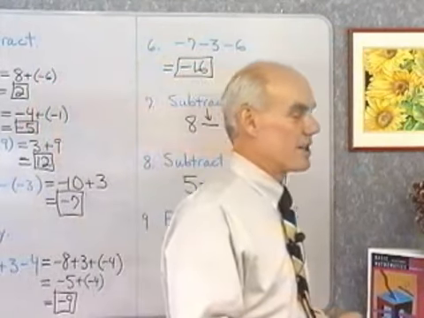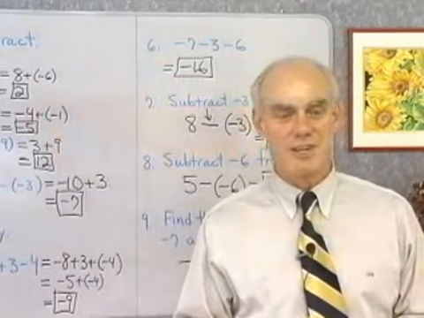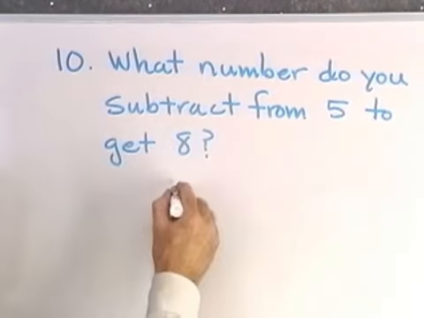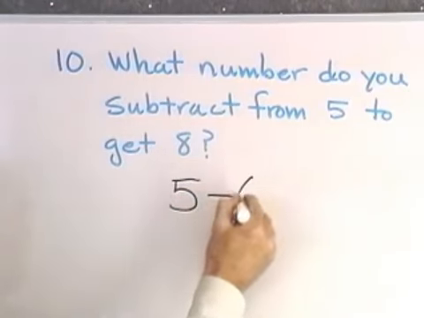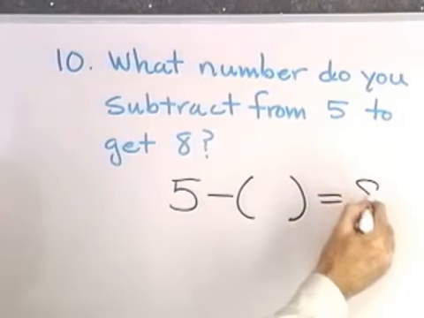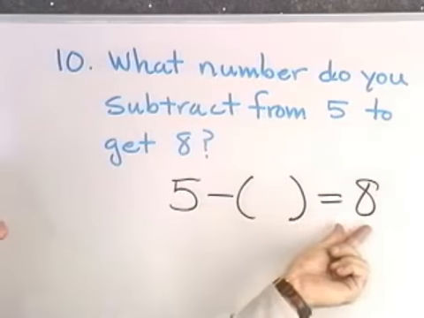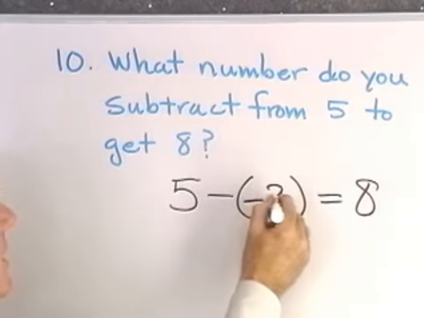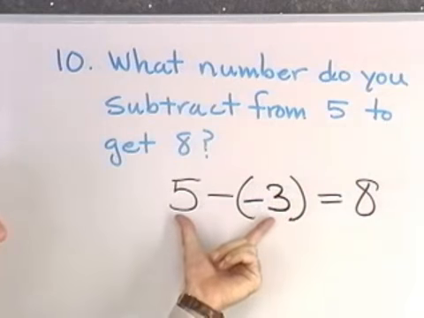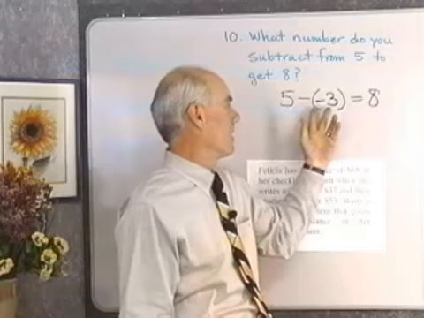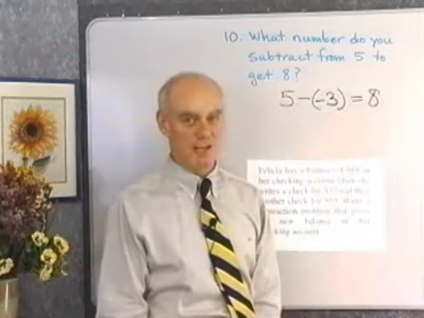What we want to do next is look at another problem that involves words. What number do you subtract from 5 to get 8? So 5 minus what number is going to give us 8? What number do I subtract from 5 to get 8? The answer must be negative 3, so that I can get 5 plus 3 when I change to addition of the opposite. So the number I subtract from 5 to get 8 must be negative 3.